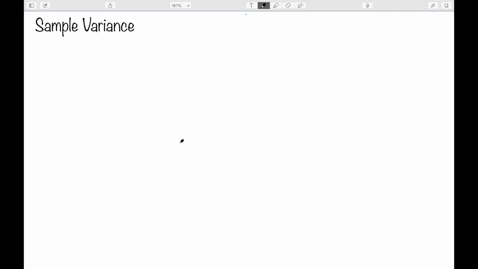Next, let's look at the sample variance. This is denoted by s squared. And when we dealt with the difference between the sample mean and the population mean, they were essentially the same thing. We just used a different letter or symbol to denote them. But there is an actual difference between sample variance and population variance. We do calculate these differently.